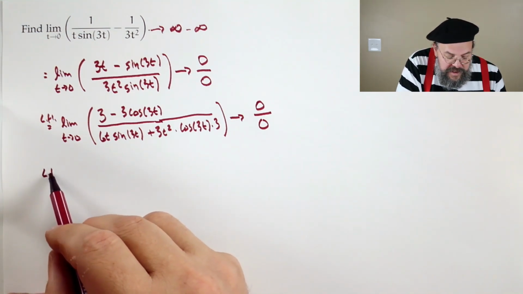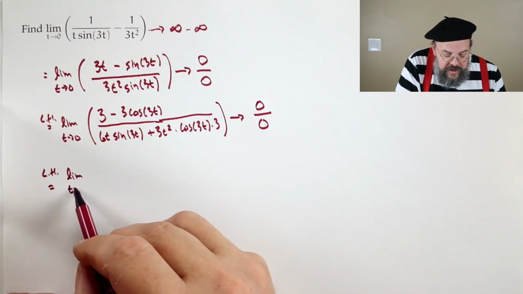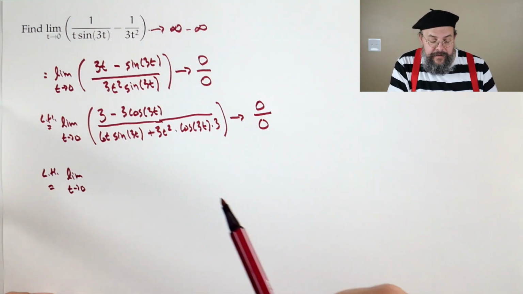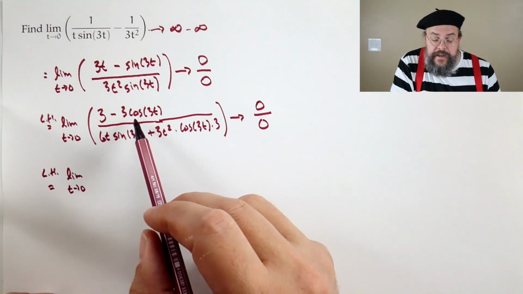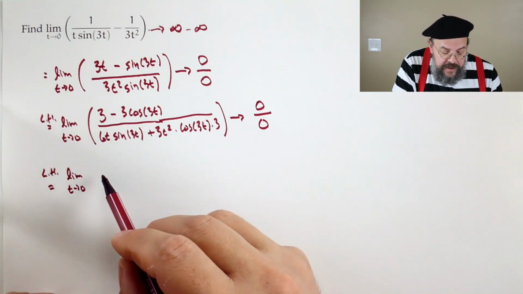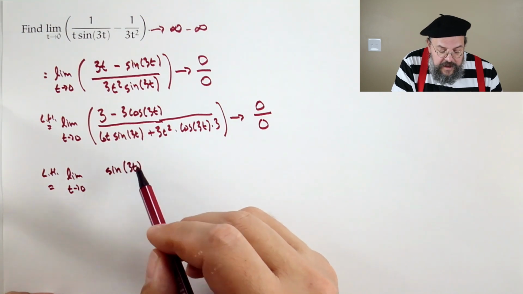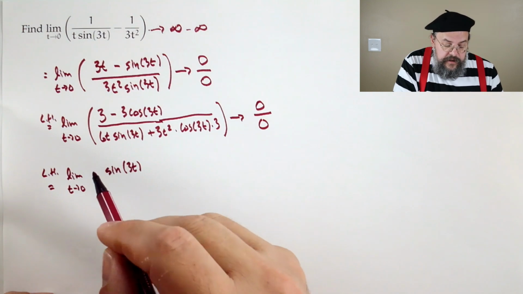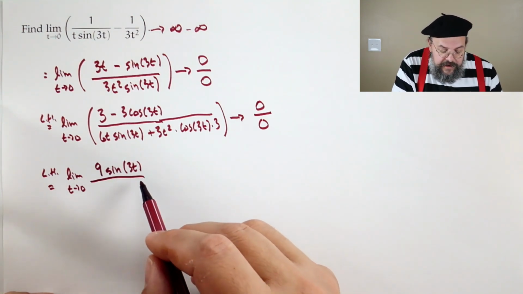So L'Hopital, one more time. So this is our limit. t goes to 0. Derivative of 3 is 0. That's nice. Now, derivative of a cosine is a negative sine. It's already negative, so that'll turn into a positive sine of 3t. Then the chain rule says multiply by 3. There's already a 3 there, so that gets us up to a 9. Okay, how about downstairs?